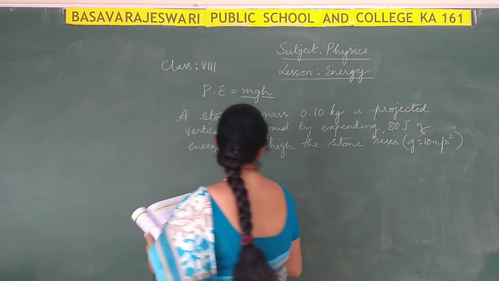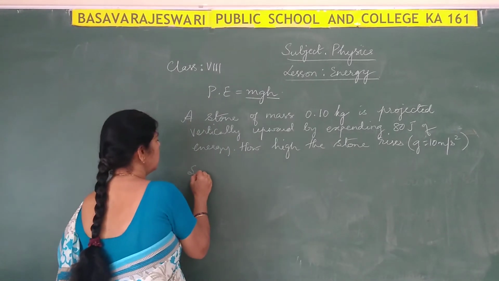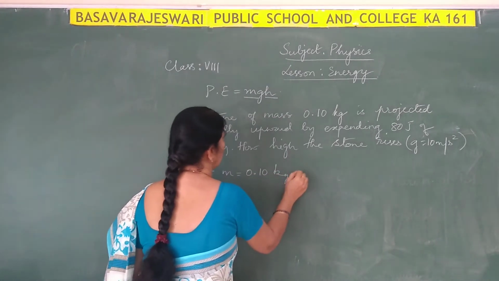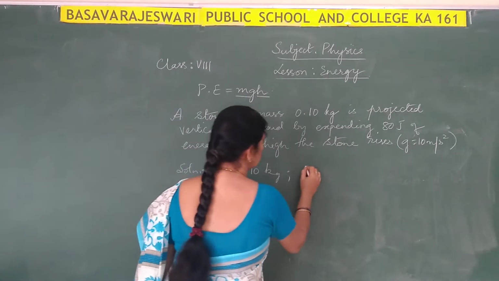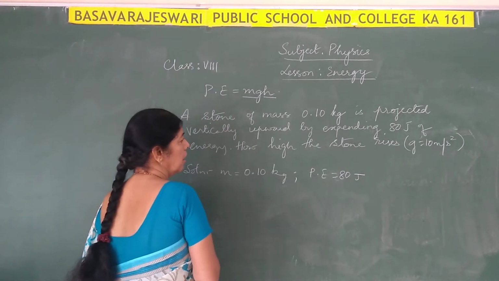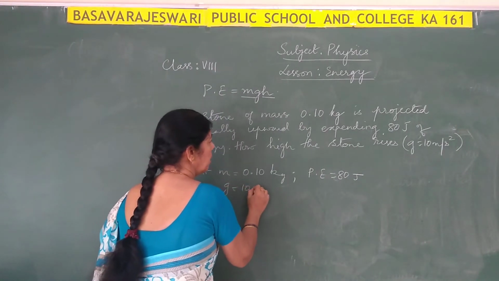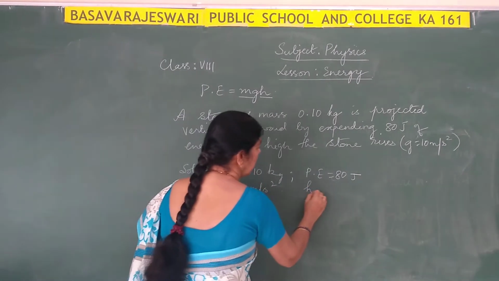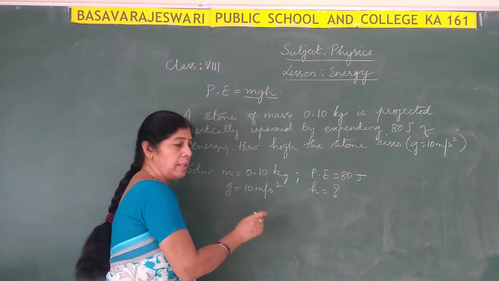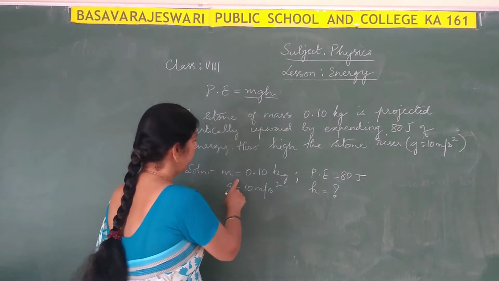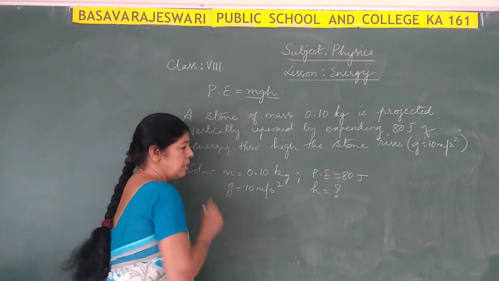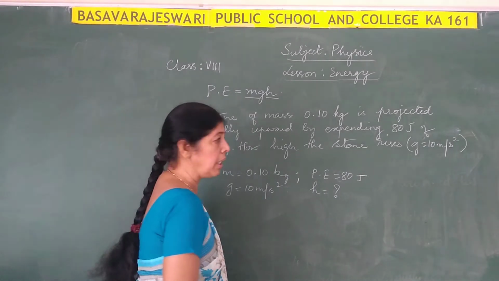Okay. Now look here. What is the mass given for us? The mass of the stone is 0.1 kg. And what is the potential energy given for us? It is 80 joules of energy. Now g value is given as 10 meter per second square. You have to calculate the height. This is how you have to write the data. Mass is 0.1 kg. Potential energy is 80 joules. g value is 10 meter per second square. And you have to calculate the height.